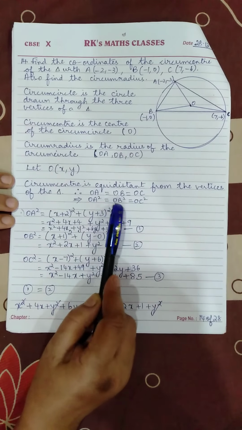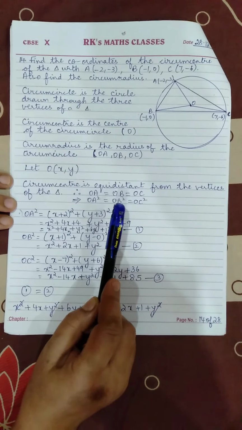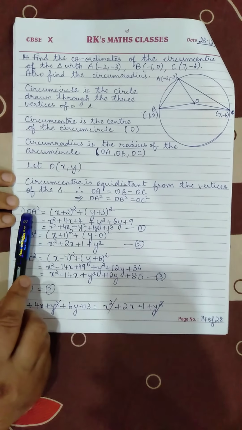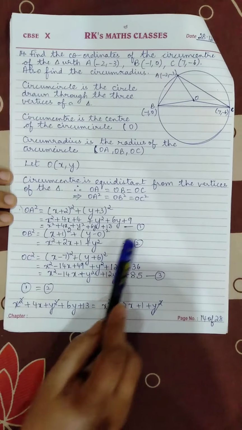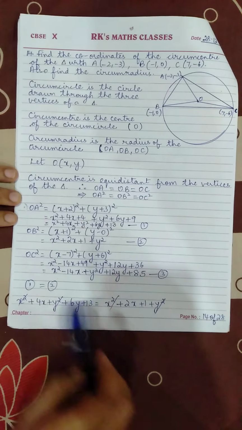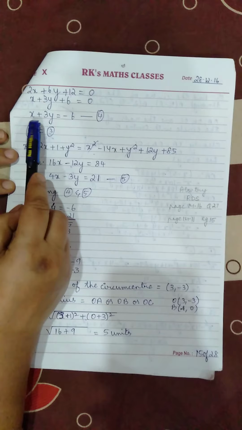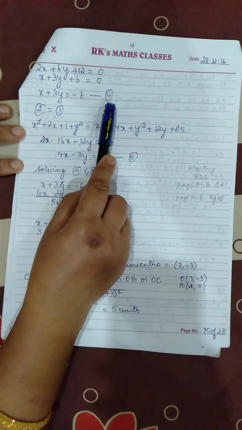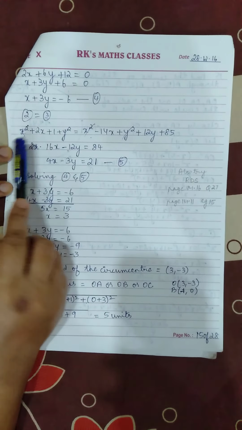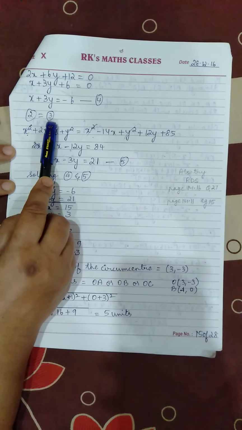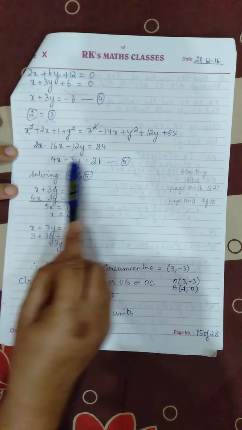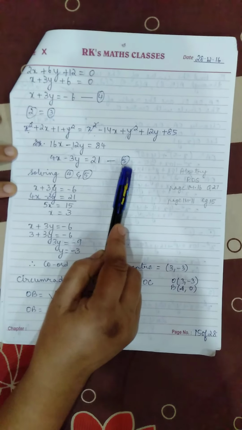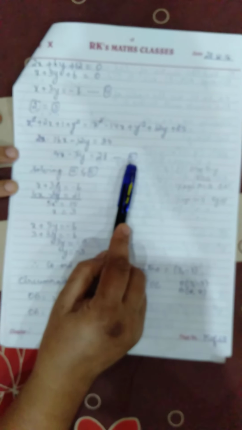Now we know that OA square equals OB square and OB square equals OC square. So see here, on equating 1 and 2, that is on equating OA square and OB square, we have a linear equation in x and y. Call this equation 4. Now equate OB square with OC square, that is 2 with 3. So on equating 2 and 3, we have another linear equation in x and y. Call this equation 5.